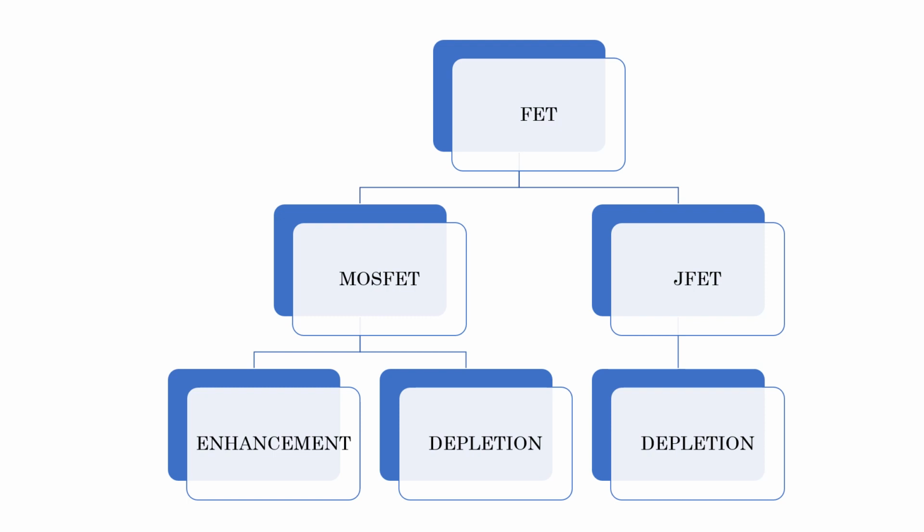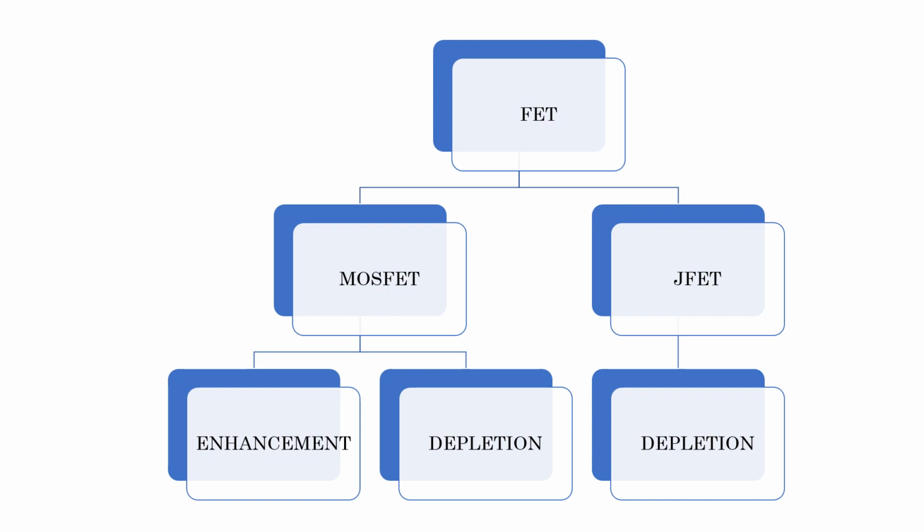FET transistors can be classified as depletion mode and enhancement mode. Again, we have two types of FET: one is JFET and the other is MOSFET. JFET will come under depletion type, and the MOSFET will come under enhancement type or depletion type.